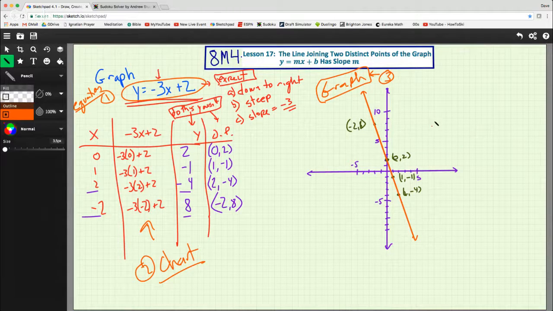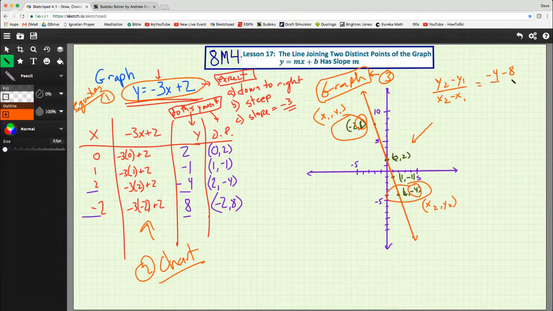Now let's go ahead and find our slope here. Let's choose this point and this point. y2 minus y1 over x2 minus x1. We're going to call this our x2, y2, and we're going to call this our x1, y1. So our y2 is negative 4 minus our y1 is 8. Our x2 is 2 minus negative 2, because this is our x1. So we get negative 4 minus 8 is negative 12, and 2 minus a negative 2 is a positive 4, and so our slope is negative 3. Our m equals negative 3.